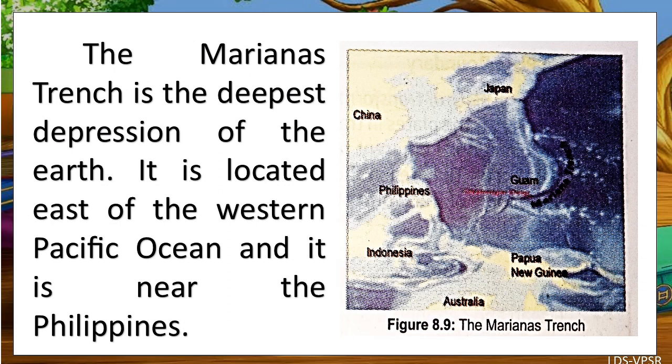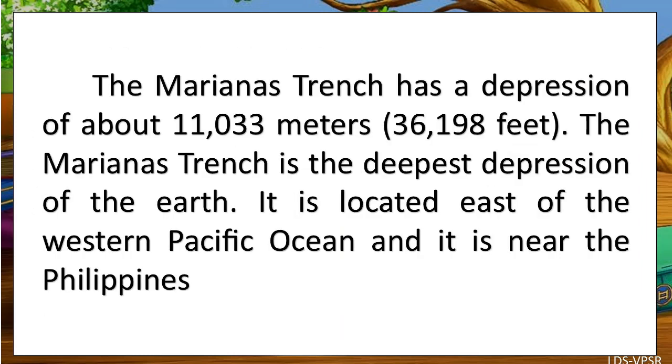The Marianas Trench is the deepest depression of the Earth. It is located east of the western Pacific Ocean, and it is near the Philippines. The Marianas Trench has a depression of about 11,033 meters, or 36,198 feet.